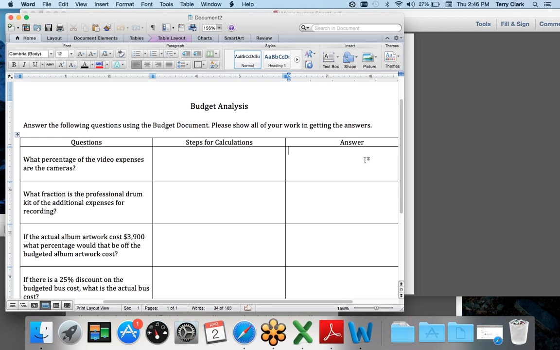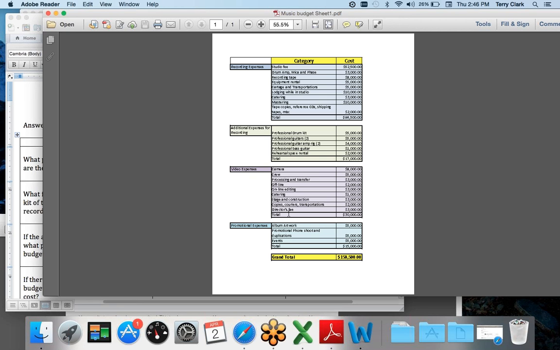And then there was another question that says, what fraction is the professional drum kit of the additional expenses for recording? So we'll go find professional drum kits, okay, and then that's going to be in the additional expenses for recording section, which is the second box. We'll look down for professional drum kits, okay, and then with those kind of things, you're going to want to make sure you reduce the fraction to the lowest form.